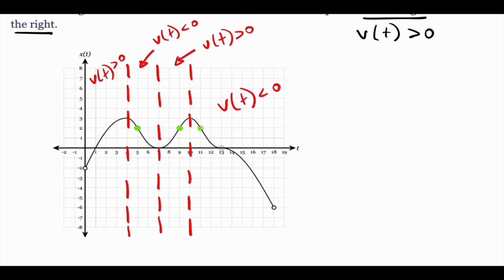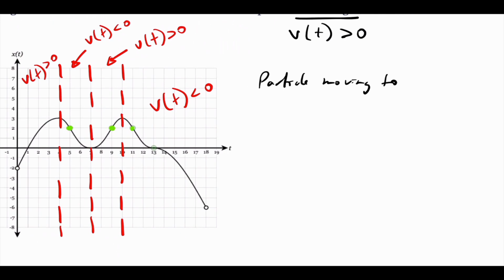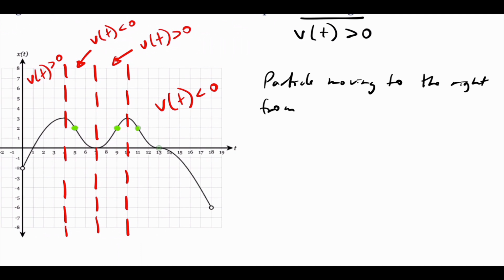Okay. So where is velocity positive? Let's see. Particle moving to the right from 0 to 4, 7 to 10, and that's it.